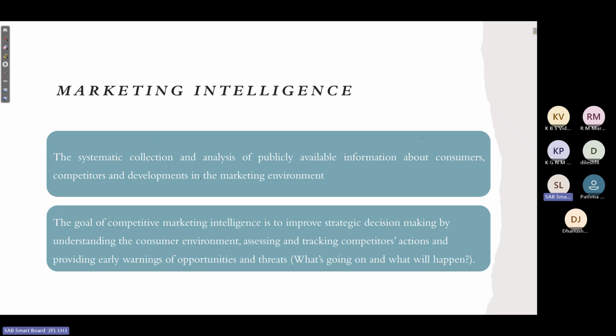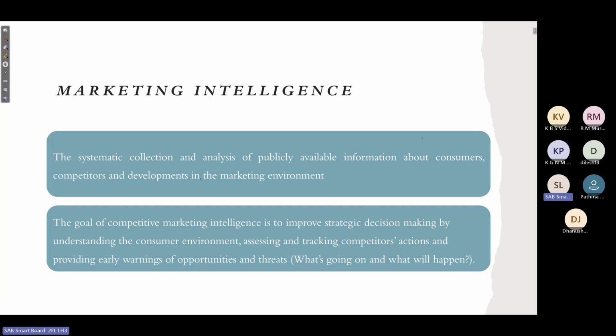Then the next one is marketing intelligence, right? The systematic collection and analysis of publicly available information about consumers, competitors, and developments in the marketing environment. This provides the information available outside the organization. This is not about internal data, it is about external data that we can collect through marketing intelligence. The goal of marketing intelligence is to improve strategic decision making by understanding the consumer environment, assessing and tracking competitors' actions, and providing early warnings of opportunities and threats.